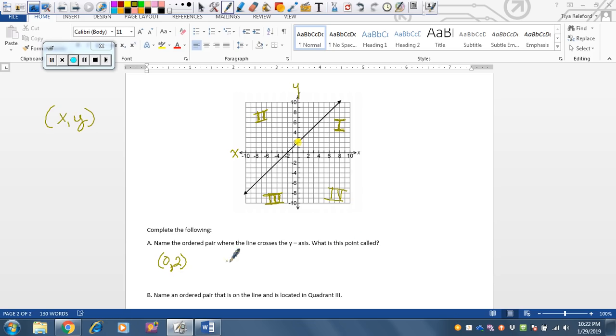Now, what is that point called? It is in your notebook from Monday. It's what we highlight over and over again. It is the y-intercept.